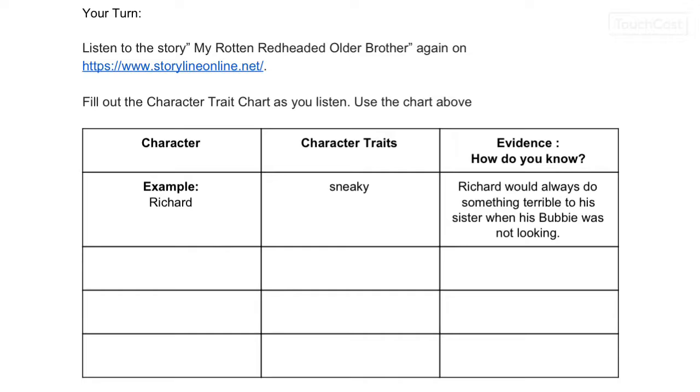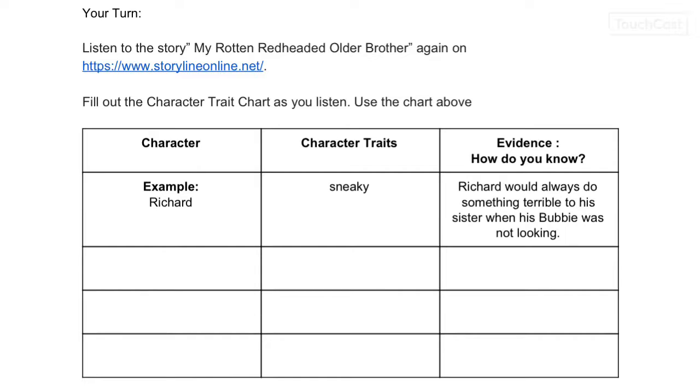All right, now it's your turn. I would like you to listen to My Rotten Red-Headed Older Brother again on Storyline Online. It's always good to read or listen to something more than once because we're not looking for the same thing we were looking for yesterday. And I would like you to fill out this character trait chart as you listen.